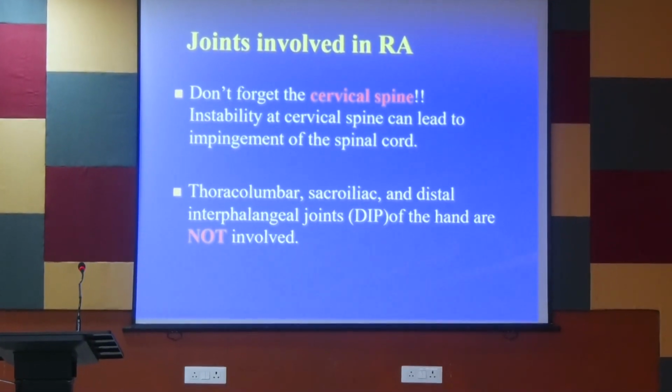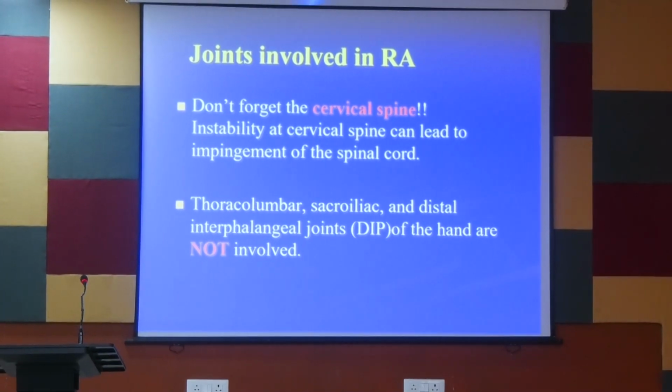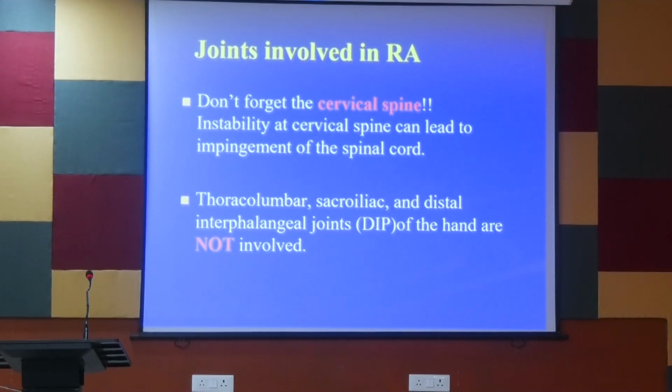Can you name the joint in the spine that can be affected in rheumatoid arthritis? Any guess? Sacroiliac joint, lumbosacral joint, thoracolumbar joint, cervicothoracic joint? It is the atlantoaxial joint, C1, C2 joints. It can be involved in rheumatoid arthritis. What happens if there is inflammation? It can cause dislocation and spinal cord impingement.